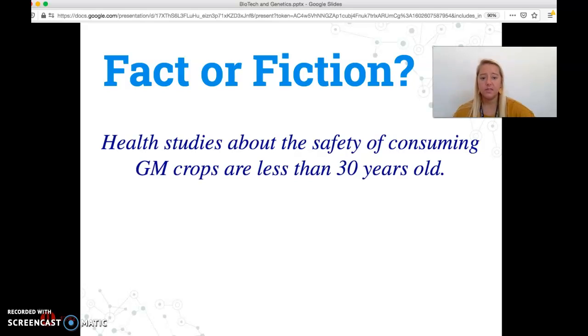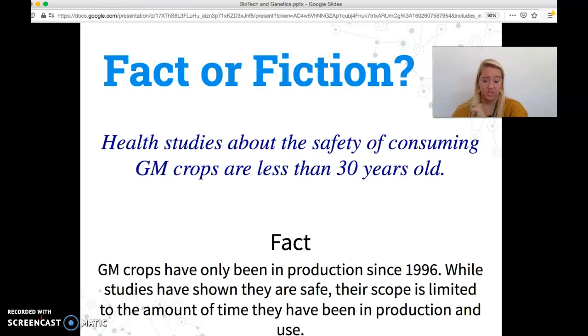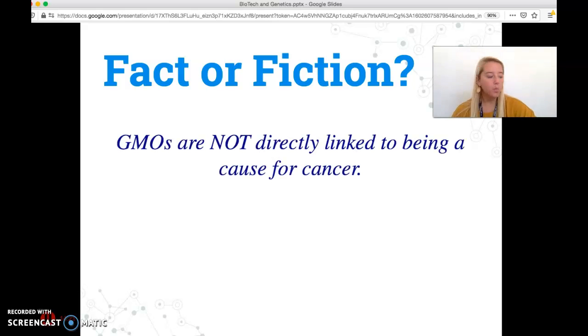Health studies about the safety of consuming GMO crops are less than 30 years old. This is actually true. So GMO crops have only been in production since 1996. So I told you that's the year I was born, 24 years ago. While studies have shown they are safe, their scope is limited to the amount of time they've been used in production. So when people say that GMO crops might have harmful effects in the future, they might, because it takes a long time to gather scientific evidence and data. We've learned about that. So we might not know the studies right now. They're showing that they're safe, but does that mean necessarily that there won't be one in the later years? Nope. So it's okay. We'll find out.